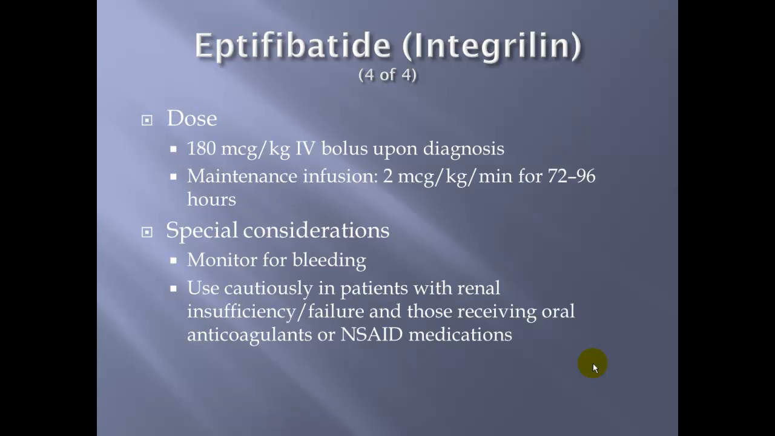Dose: 180 micrograms per kilogram IV bolus upon diagnosis. Maintenance infusion of 2 micrograms per kilogram per minute for 72 to 96 hours. Special considerations: monitor the patient for bleeding. Use cautiously in patients with renal insufficiency or failure, and those receiving oral anticoagulants or NSAIDs. NSAIDs generally also mess with the common pathway of clot formation in some form or fashion.